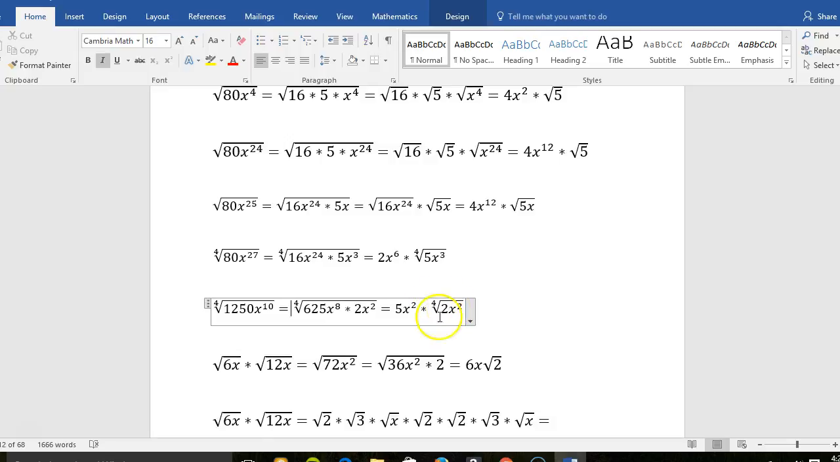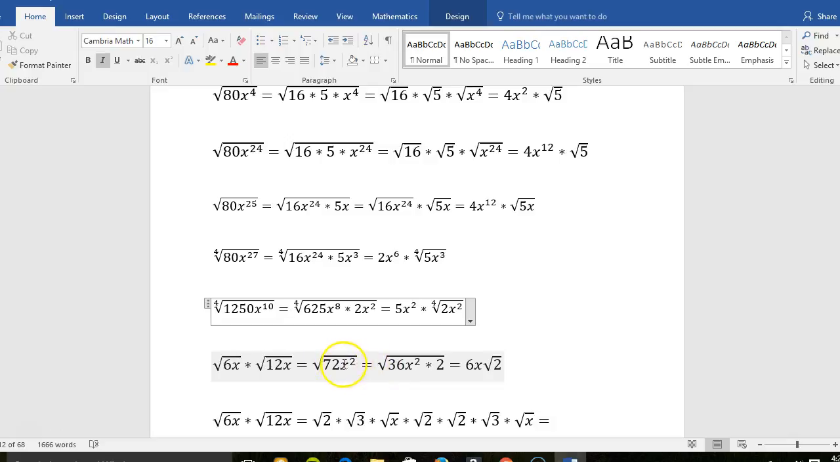So there's that. Let's go to this next example. The square root of 6x times the square root of 12x. Now that's the square root of, we're assuming all variables are positive throughout this video, by the way, as always. So that's the square root of 72x squared.